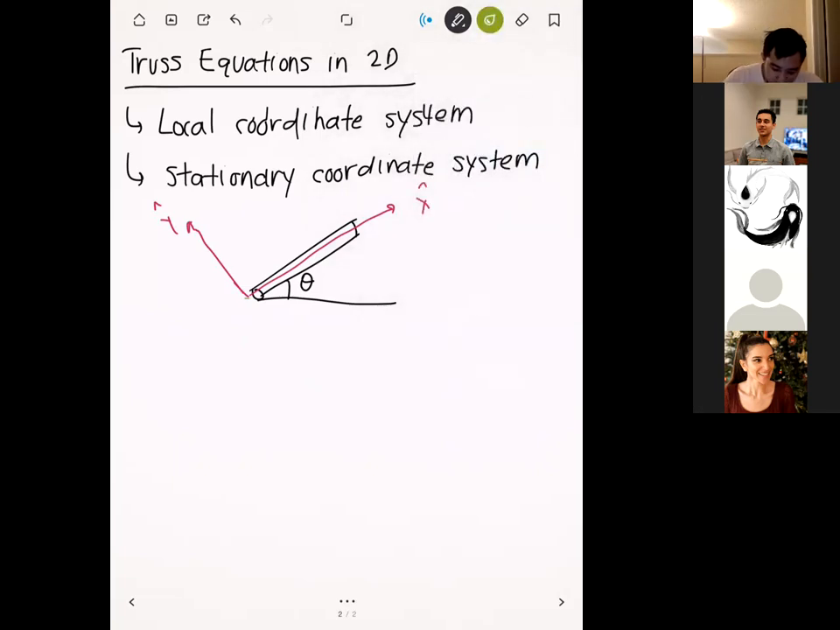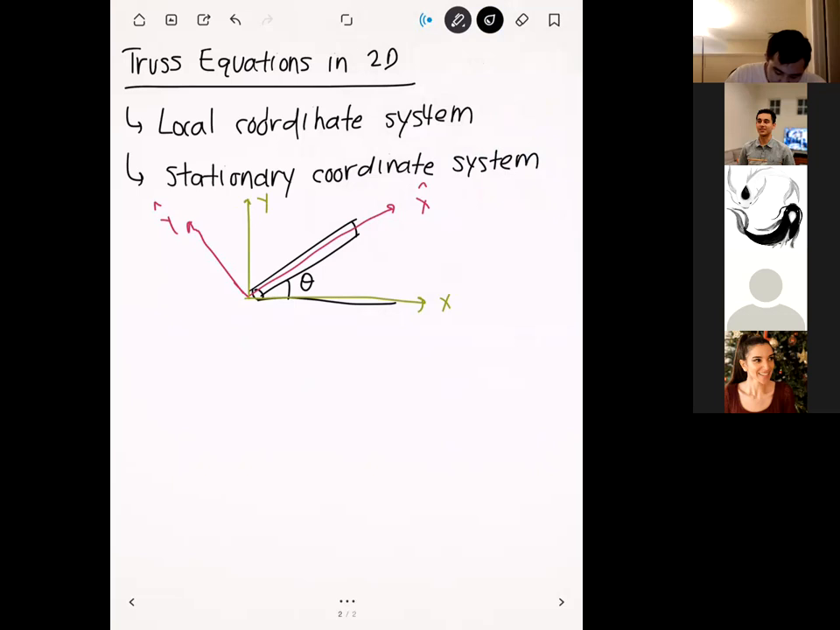Whereas the stationary coordinate system, we give it that name because it's not going to move. So usually this is specified such that it's in some kind of useful reference. And so usually the reference that we pick for the stationary coordinate system is the x-axis is completely horizontal, and the y-axis is completely vertical, just from kind of a fixed reference frame.